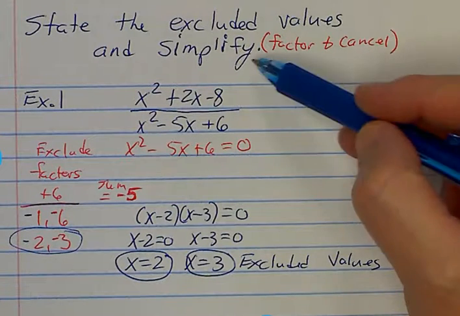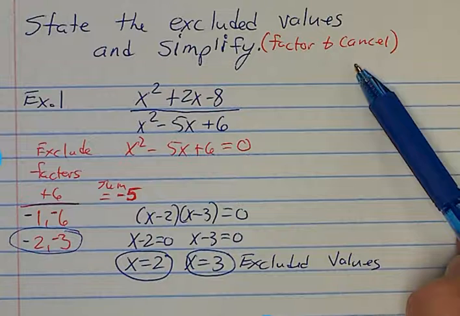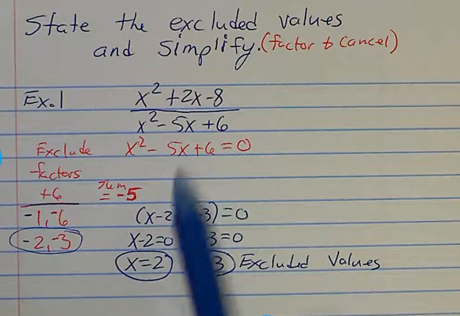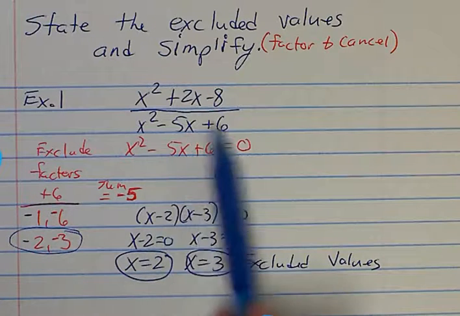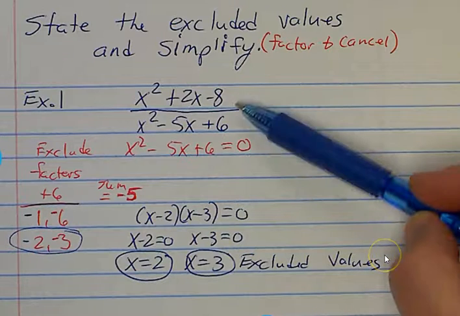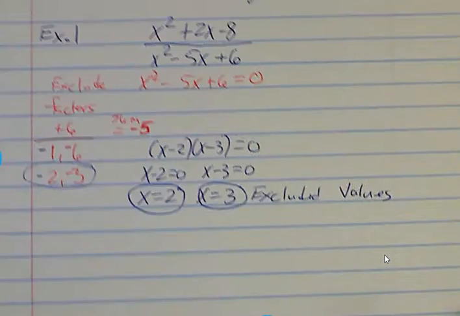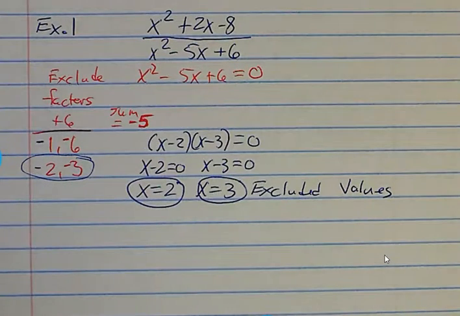Now we're going to go to the simplifying part. And again, when they ask you to simplify, that means you've got to factor and cancel. The good news is you've already factored the bottom, because when we did this, it was x minus 2 and x minus 3. So really all you have to do is factor the numerator now. So we've got x squared plus 2x minus 8.